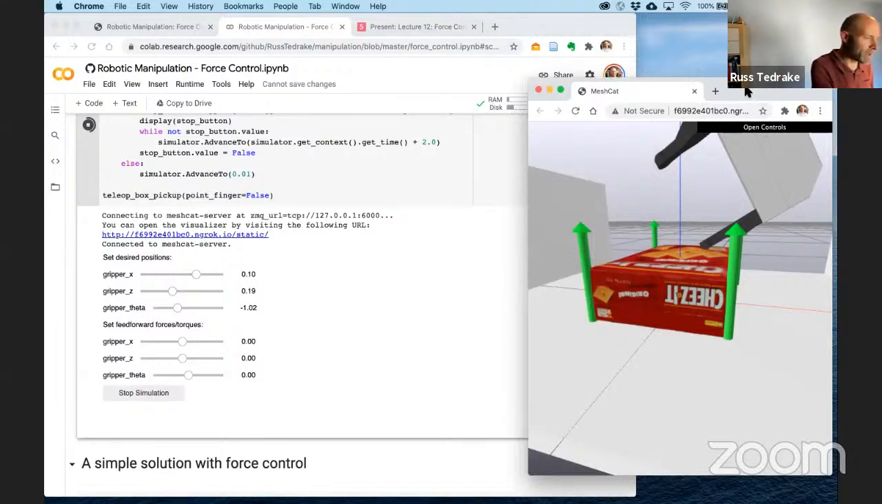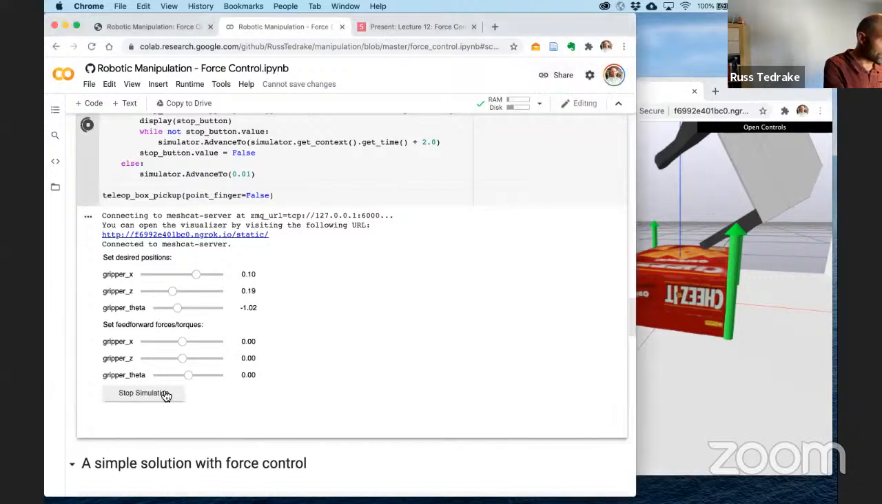You guys teleoperating? You have to use the stop simulation button to rerun it.